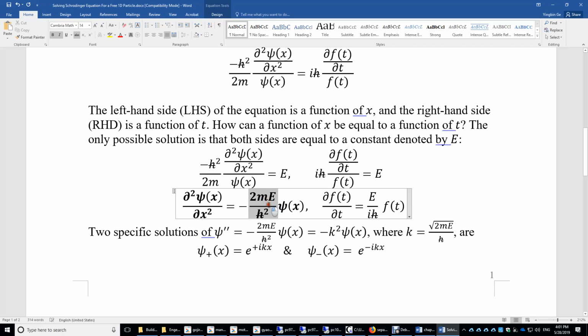If we set this 2mE over h bar squared to be k squared, then k is equal to the square root of 2mE divided by h bar. If we do that, we have a simple differential equation. The second derivative of psi is equal to negative k squared times psi. The solutions are e to the power of plus ikx and e to the power of negative ikx. Again, k is the square root of 2mE over h bar, or the square root of this whole thing.